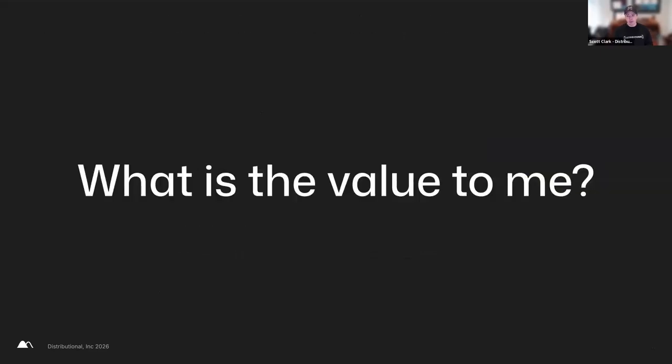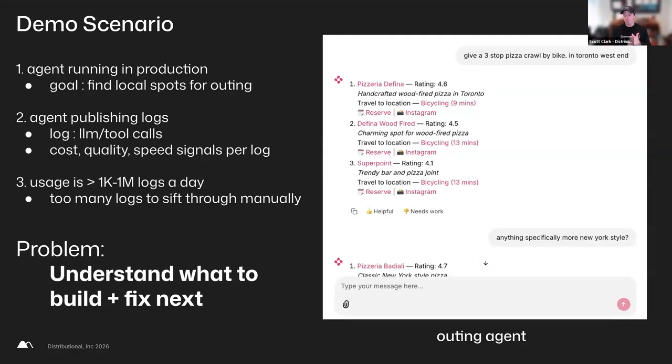Cool. So I'm going to try to ground this in a very specific example, and hopefully this resonates with some of you, and this will also dovetail into our demo. So I'm going to start with a very simple agent that we built internally, and we use this for dogfooding our app. It's one of the many agents that we built internally. You can think of this as like a Google Maps or Yelp style agent where you ask it for something to do, a 3-stop pizza crawl in the Toronto West End, and it goes through and calls a bunch of different tools and MCP servers to give you an itinerary.